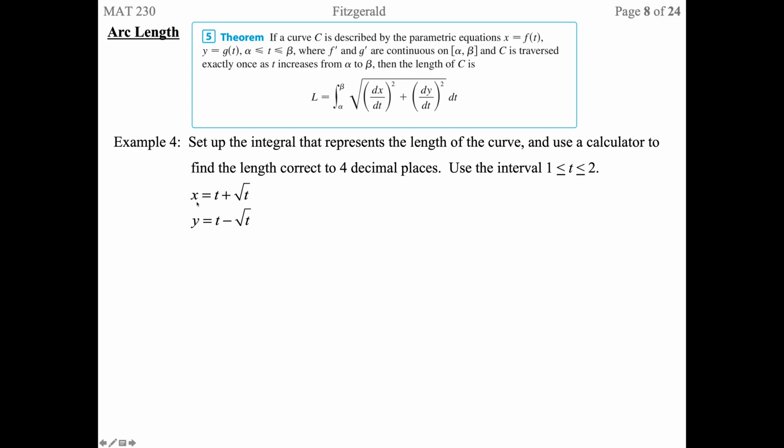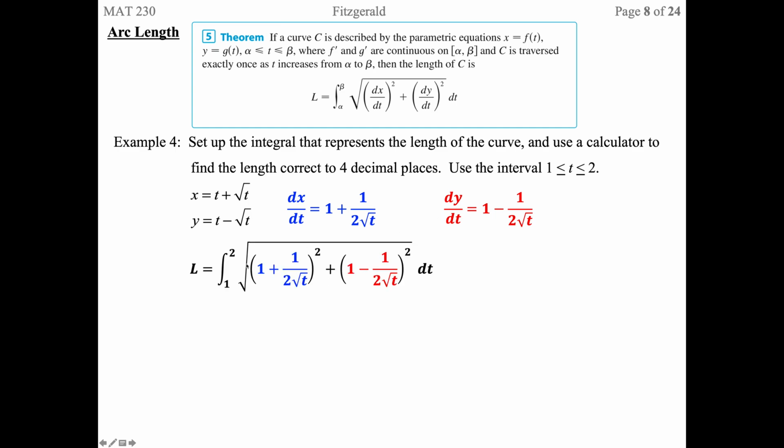We just have to find the derivative of x and y. So dx over dt will be 1 plus 1 over 2 square root of t. Then with the minus for the y, we just got to put in a minus. So we'll substitute those into the formula. Like we said, put in our lower bounds 1 and 2.